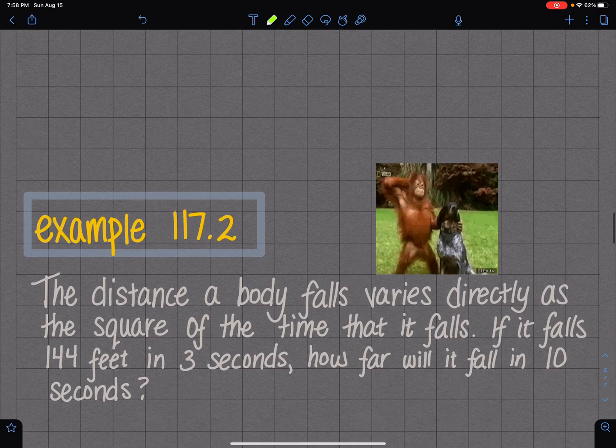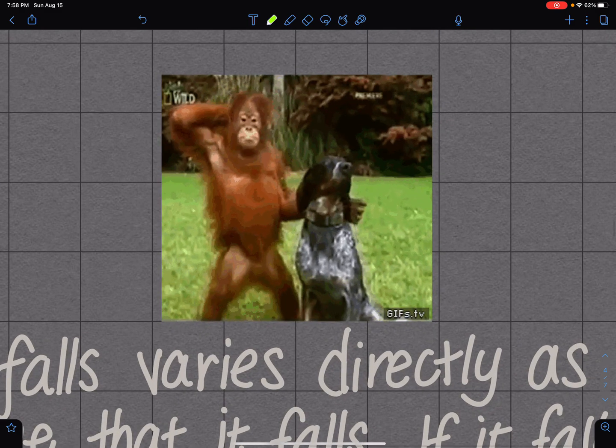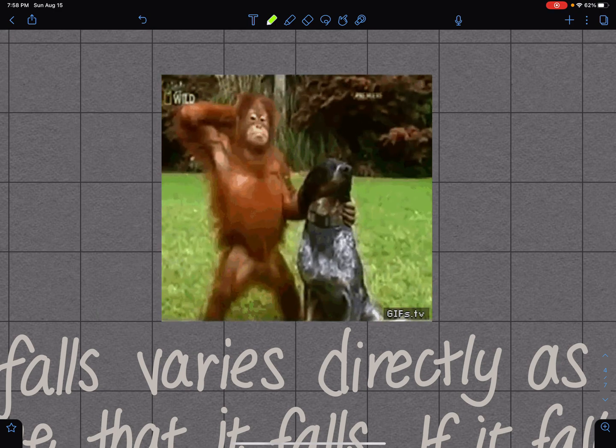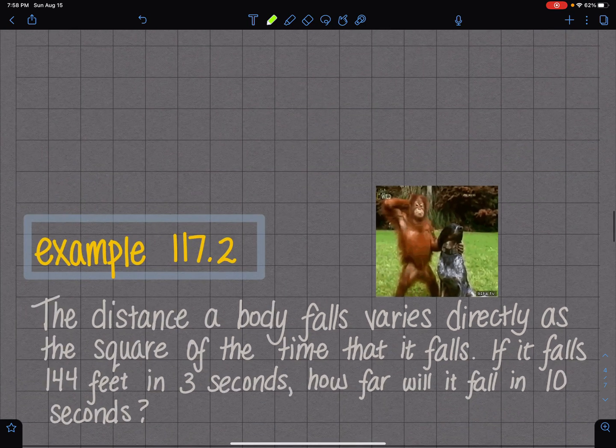Let's do example 117.2. This one's about a falling body. That's why you get to look at this little GIF here. I don't know. It's about a falling body. So that's what I got for you. Okay. All right, let's go into it.